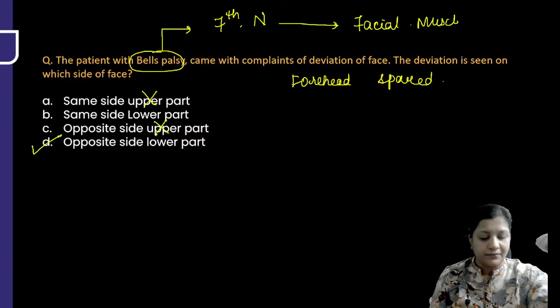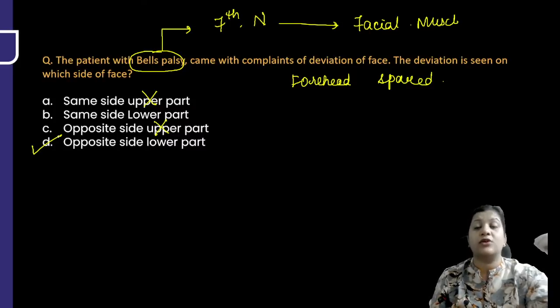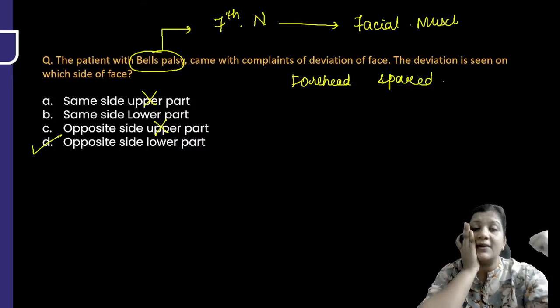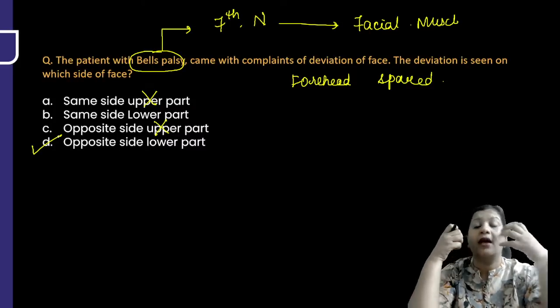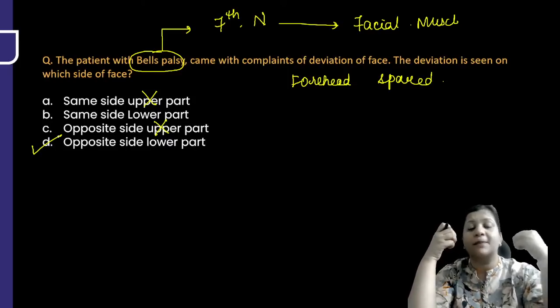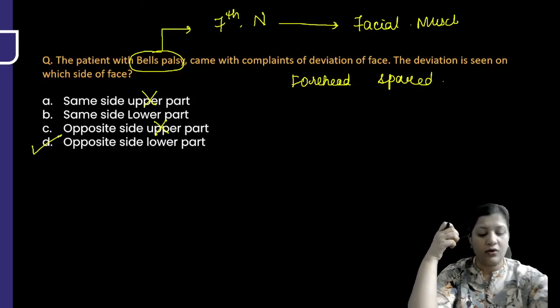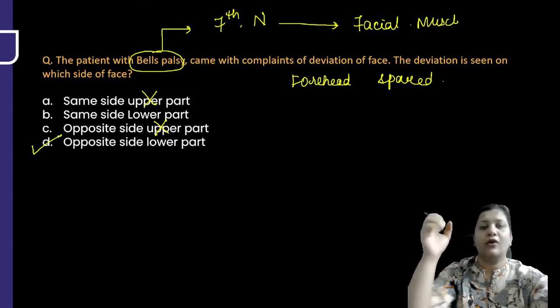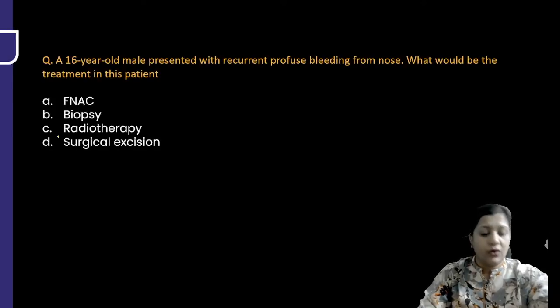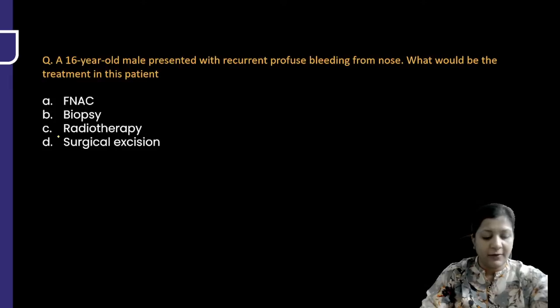Okay. All of you got it? It's not on the same side. It's on the opposite side because the facial muscles are weak. They cannot contract. But on the other side, the facial muscles are powerful, so they will contract towards the opposite side. Okay. Fine. Let's go to the next question. I see some of you are doing it wrongly. I hope this is answered by all of you.